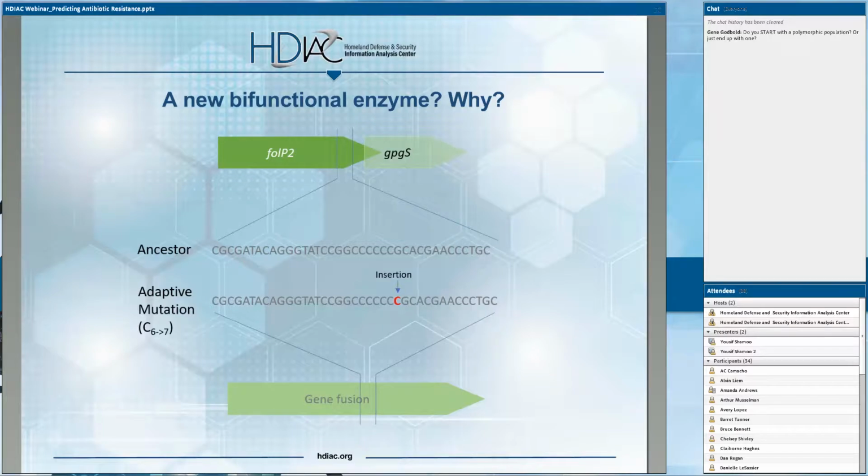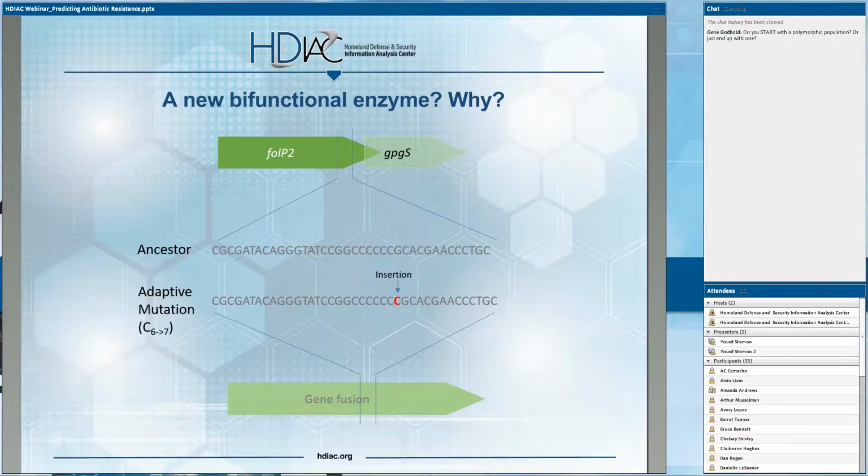The other thing that was kind of interesting in the case of this second homolog that I was telling you about, that was thought to be not important to the folate pathway, is that one of the most common ways that the organisms became resistant was actually by an insertion of a C in the gene that encodes this enzyme, FOLP2, this sort of, in theory, non-functional folate enzyme.